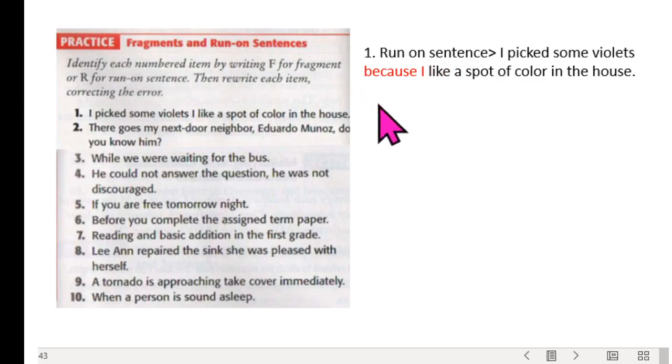What mistakes can we find here? Fragment or run-on sentences. I picked some violets. I like a spot of color in the house. So I say it is a run-on sentence where you need to add the connector. Okay. I picked some violets because I like a spot of color in the house. Because I like a spot of color in the house is a subordinate clause. Okay, the connector was missing.